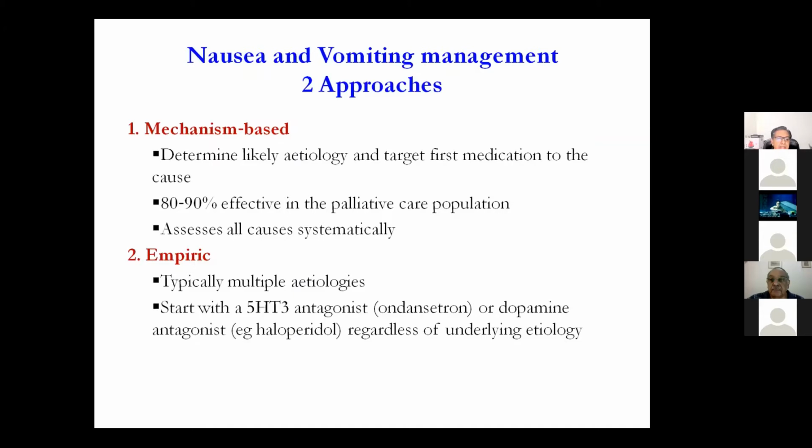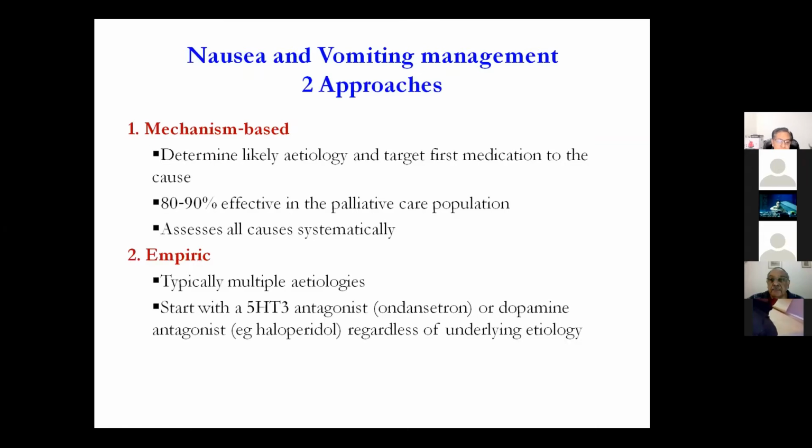In empiric therapy, usually, as I mentioned earlier, in the palliative care setting, a patient can have multiple etiologies. So that's why, based on the most common etiology, the drugs can be initiated, for example, say a serotonin antagonist or dopamine antagonist, regardless of the underlying etiology. This is not the usual pattern, but at times it may be required when the patient is not amenable to the assessment of the etiology.